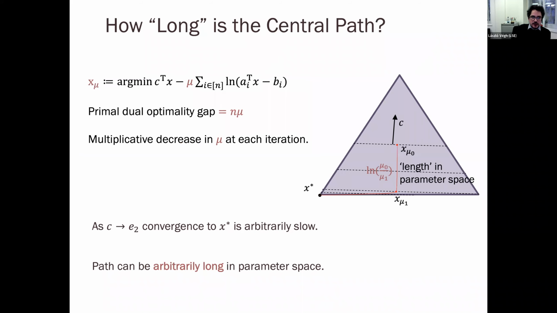Just to get into the mood of how interior point methods work. For this log barrier, we had this x mu, which was the optimal solution when we add mu times the log barrier to the cost function. These points form the central path, and there is a primal-dual optimality gap of n times mu between these and the corresponding dual solutions. And what interior point methods do is decrease this gap by a constant factor at every iteration.